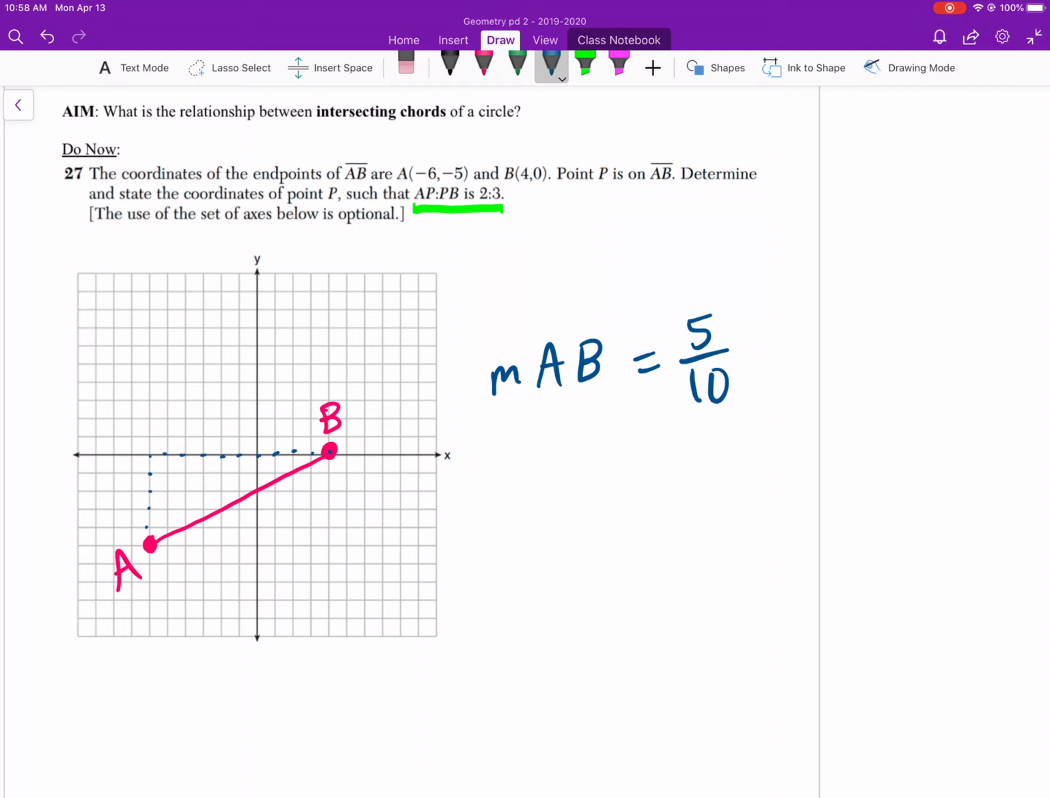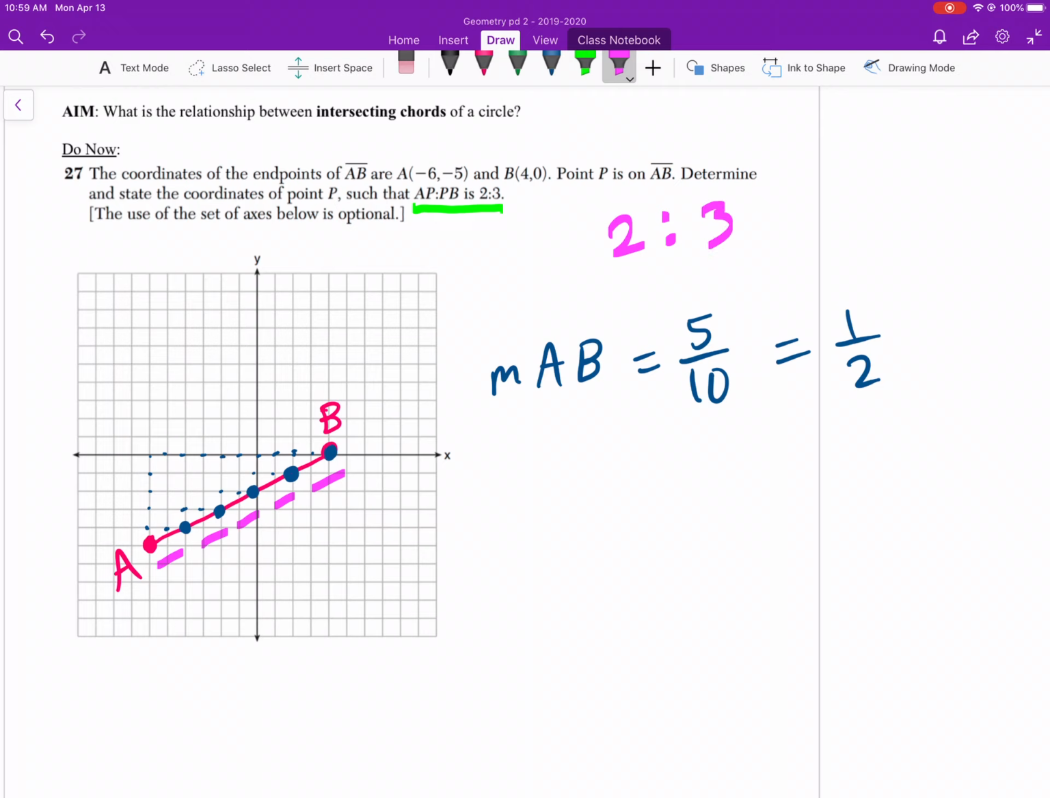But remember, we want to work with the simplified slope. So what would we simplify 5 over 10 to? It'd be 1 over 2. And now we start breaking up the segment with that simplified slope. So up 1, right 2. And now you can see, hey, we have 1, 2, 3, 4, 5 sections, which is great because we have a 2 to 3 ratio that we're looking for. That means 5 total sections.